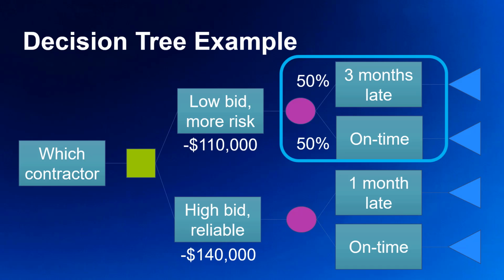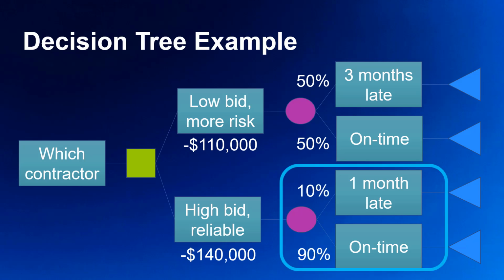But remember mutual exclusivity, because this means there is also a 50% chance that they could complete their work on time. For our higher bid contractor, we assess that there is only a low 10% chance for completing the work late, and only at most 30 days late at that. This means that there is a 90% chance that they could complete the work on time.